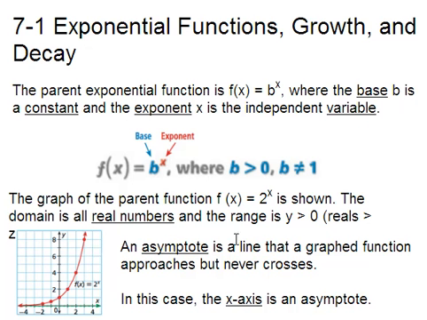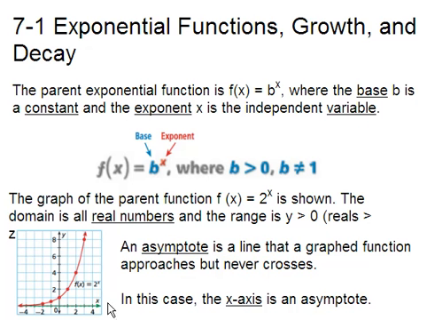And we say that the domain is all real numbers because we can plug in any number for x, and the range is y is greater than 0. And what that means is that our range is not equal to 0, but it's equal to everything above 0 or greater than 0. We have what's called an asymptote, and that is a line. In this case, it's actually the x-axis. It's this green line down here.